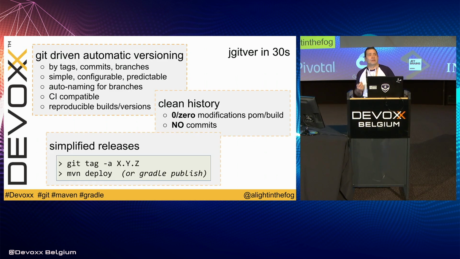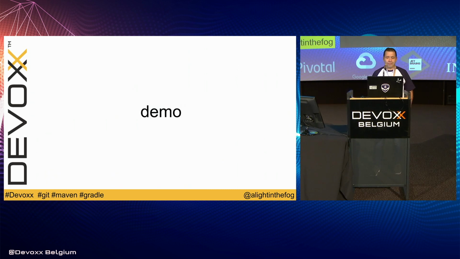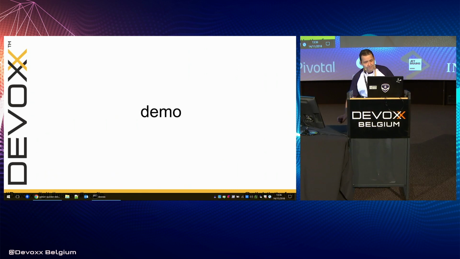And how do we do release in this case, when you automatically compute that? In fact, it is very simple with jgitver, and it is reduced to the strict minimum as it should be. Just create a tag with the version that you want, and then deploy that in some servers. So time for a demo.